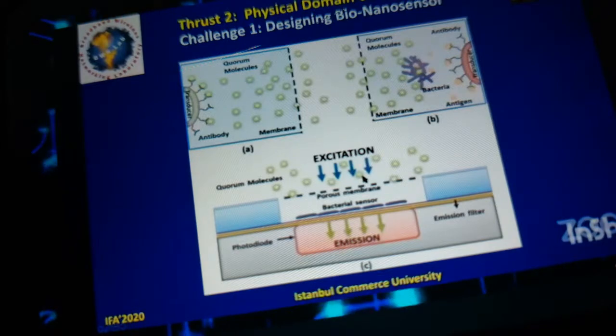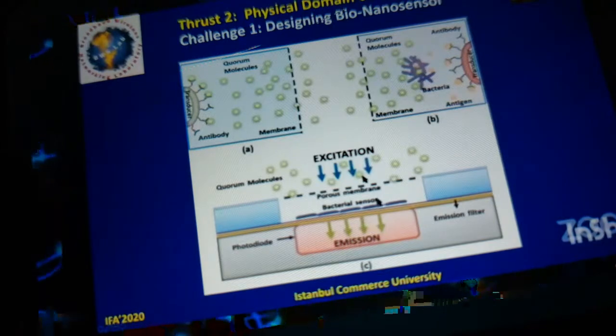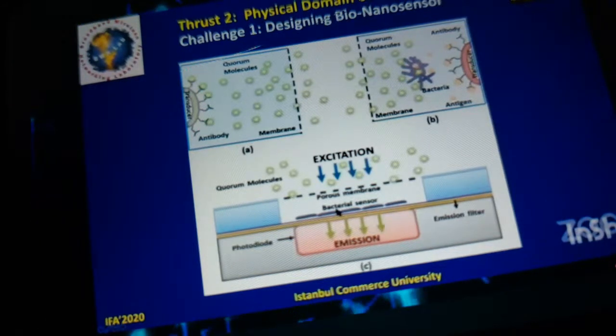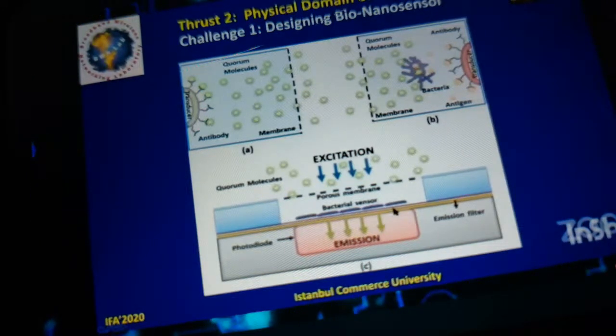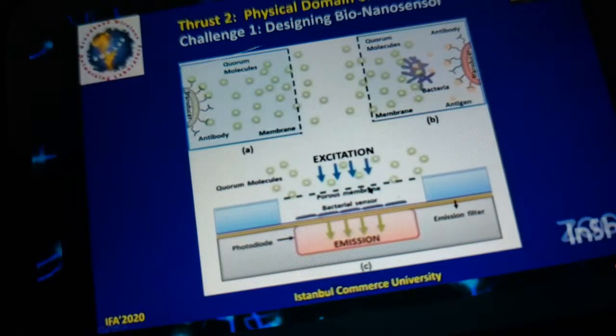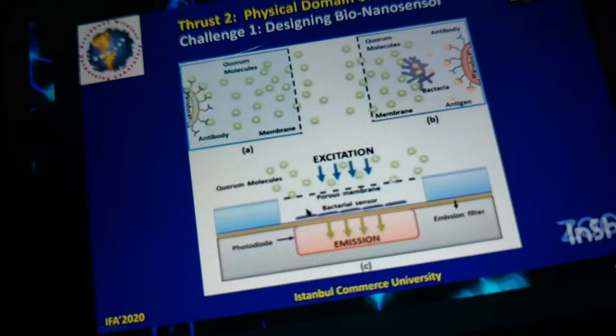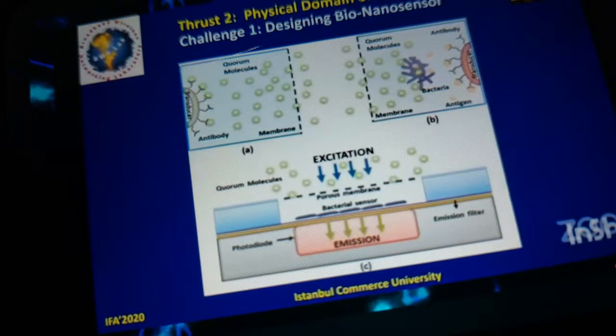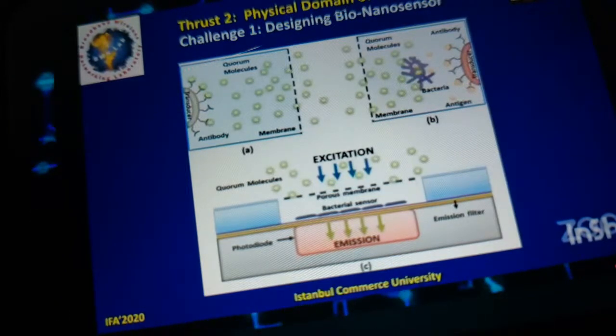Now, maintaining live bacteria inside the sensor here is difficult, and the sensing process is noisy. So that's one of our challenges that we are trying to solve. Keeping the bacteria alive inside the sensor is the biggest challenge here.